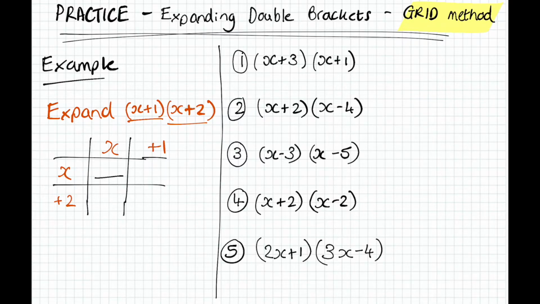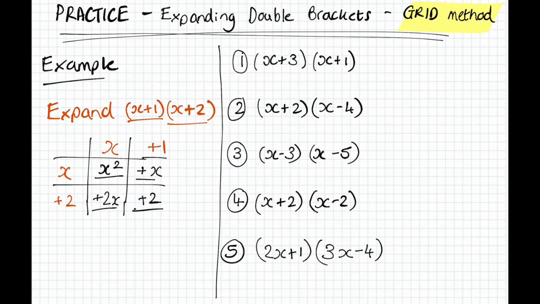So for this box here, x multiplied by x is going to give us x squared. For this box here, 1 multiplied by x is going to give you positive x or positive 1x. Here, 2 by x is going to give you plus 2x. And here, 1 times 2 is going to give you plus 2.